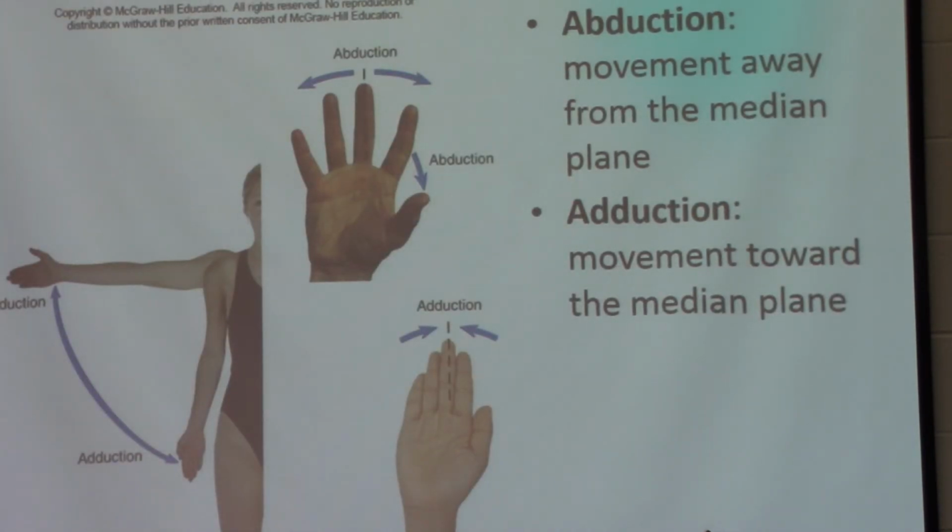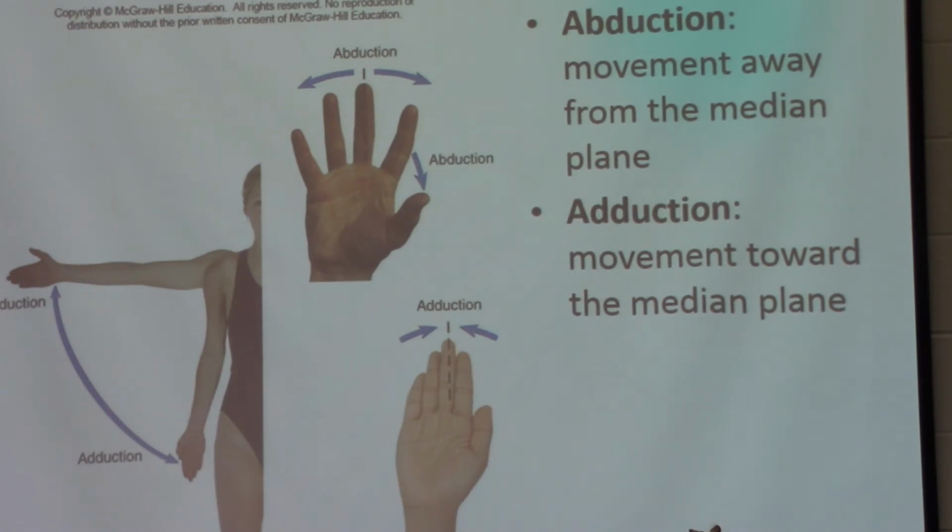Abduction and adduction. Abduction is the movement away from the medial plane. So that is called abduction. So for example, your fingers like that, when you move them away from the median, which is this middle part, then that is called abduction. When you bring them back towards the medial side, then that is adduction. So this is adduction, abduction.